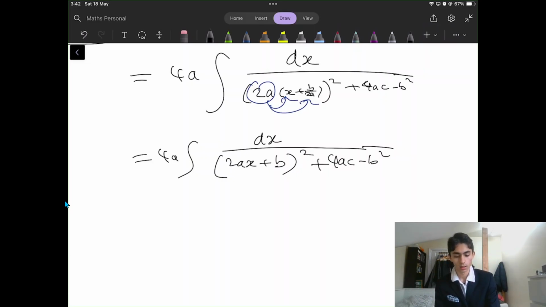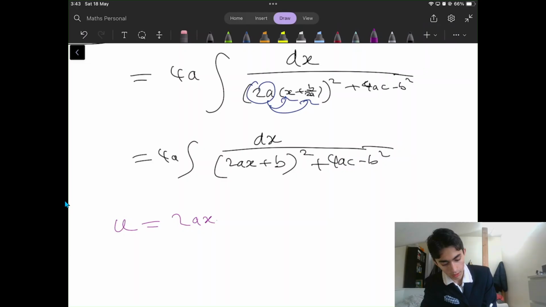And that's what we get, okay? We get this 4a times the integral of dx over this weird, I don't even know what that is, right? And so the next step is to take a substitution. So I'm going to let u, I'm going to work in purple, I'm going to let u equal to 2ax plus b.